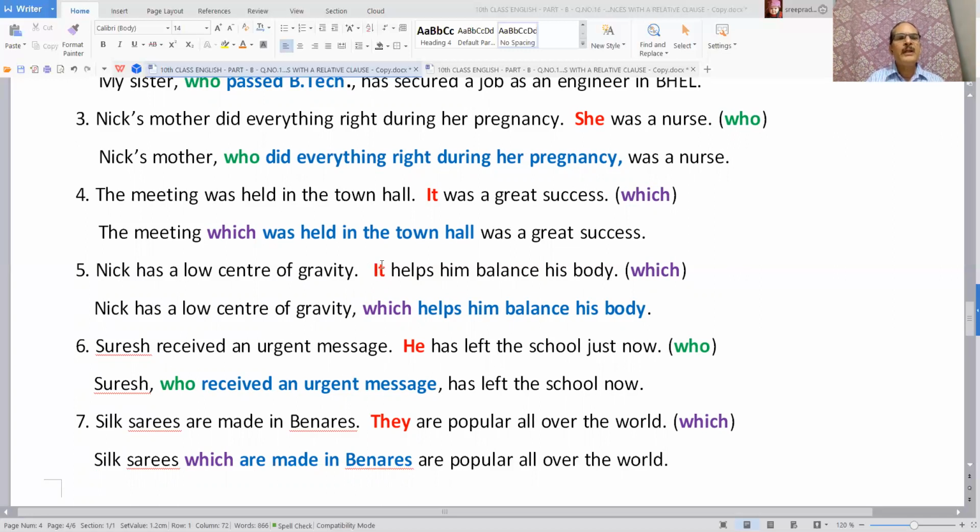So when the subjects in the first sentence and in the second sentence are different, we can write the first sentence like this. Nick has a low center of gravity. This is independent of its meaning, having a proper noun as the subject, Nick, and in place of it, we can write which helps him balance his body. So which helps him balance his body is a non-defining relative clause.